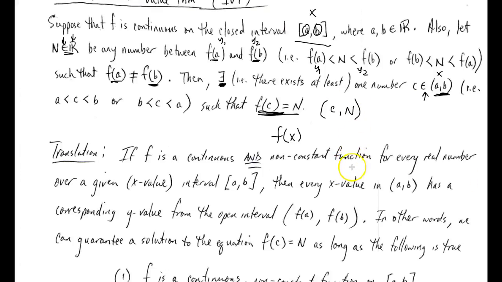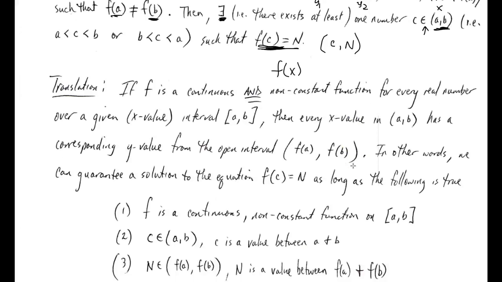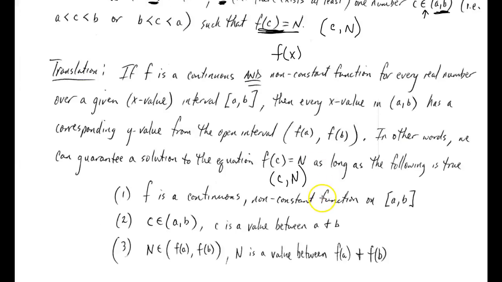Now the translation that I have written below is a little bit more involved, and I'll go ahead and read that. It says, if f is continuous and a non-constant function for every real number over the given x value interval from a to b, then every x value in the open interval a to b has a corresponding y value in the open interval f of a to f of b. In other words, we can guarantee a solution to the equation f of c is equal to n, or like I said before, we know that we have a point (c, n) that's going to be on the graph of this function as long as these following conditions are met.